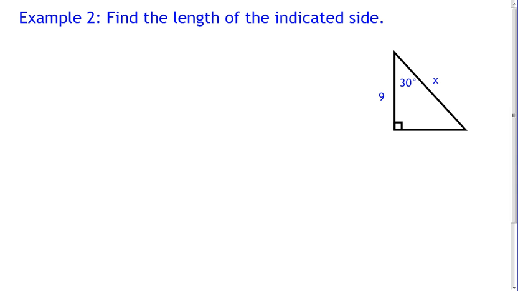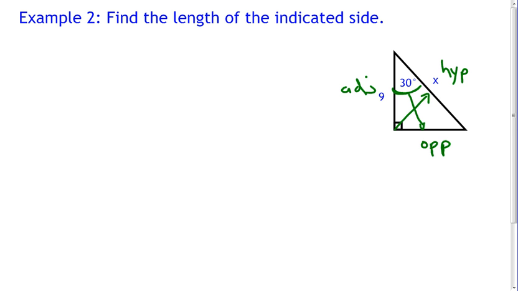Let's have a look at a second example. The same sort of idea. Here's a triangle. It's a right triangle, so let's start by labeling it. Here's the 90-degree angle, so opposite that side should be the hypotenuse. The angle that we're talking about here is this 30-degree angle, so if we go across the triangle, we should get to the opposite side, leaving the other side as the adjacent side.